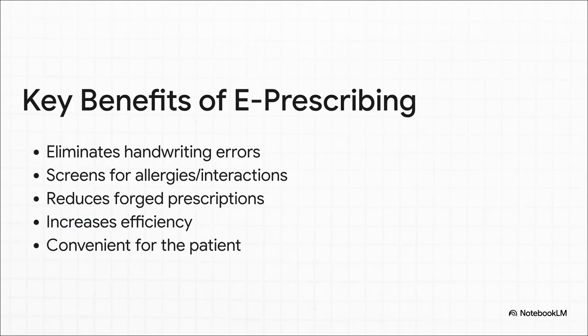So, what does this all add up to? Well, it's a total game changer. The biggest problems, like terrible handwriting, are just gone. But it goes deeper. The system itself becomes a safety net, screening for danger before a human even lays eyes on the order. The result is a process that's not just safer, it's faster and way more convenient for everybody.